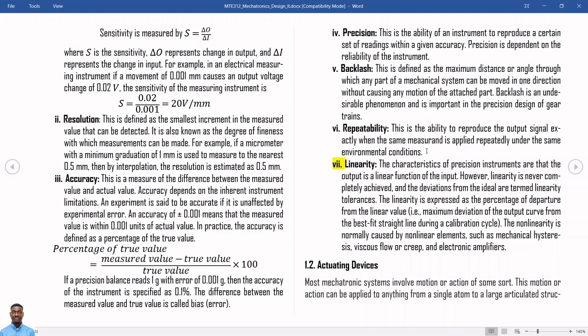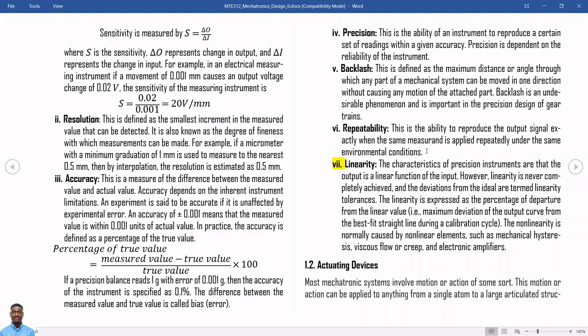Now, if the output is 1 and I expose that sensor to that same measurand, which I know that the output should be 1, I expose the sensor to it repeatedly under the same environmental condition, the sensor should be able to give me 1 every time I expose it to that measurand. That is what we call repeatability.